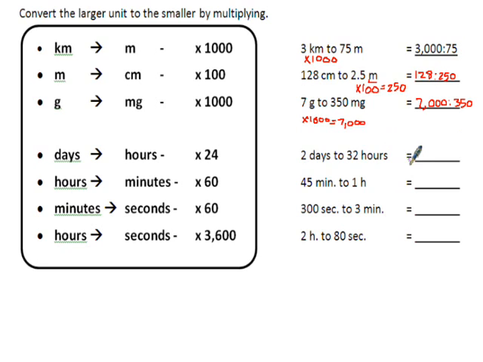Now let's try some units of time. We have 2 days to 32 hours. Days is our bigger unit, so let's multiply that to make it into hours. So 24 hours in a day, so 2 times 24 gives us 48 hours. And now our ratio is 48 to 32.